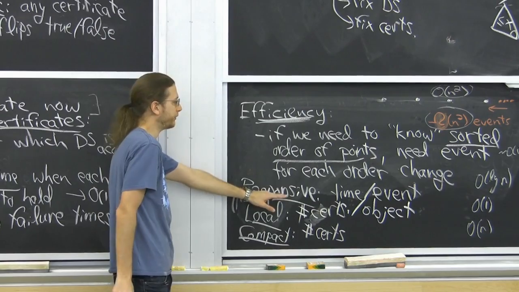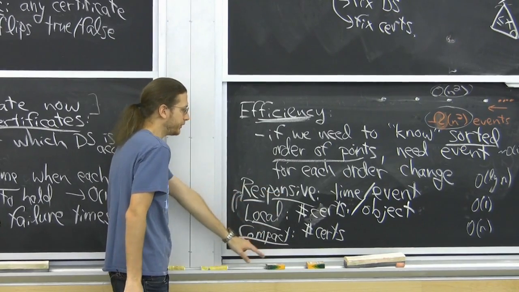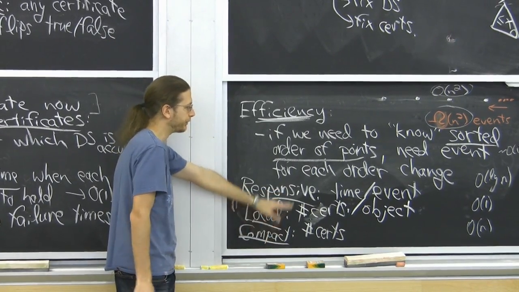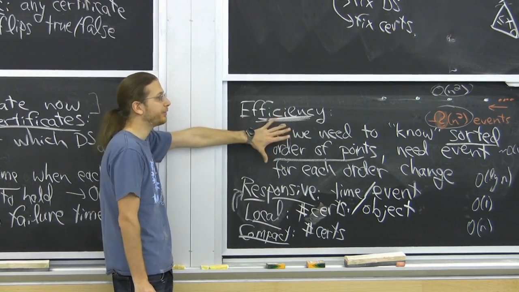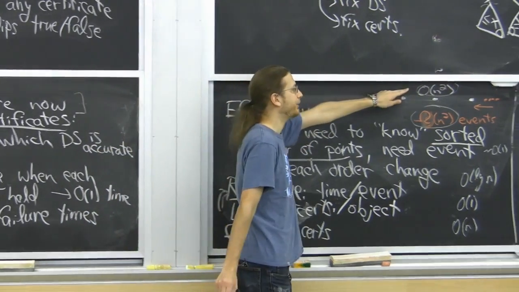So we're responsive, log n time; local, constant certificates per object; compact, a linear number of certificates. All these are the same. The big issue is always about efficiency. How many events is it in the worst case? How many events do I need?